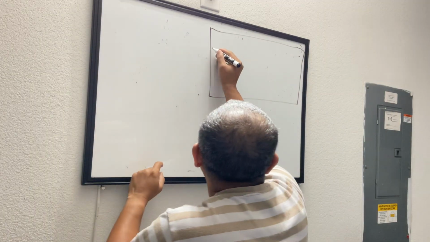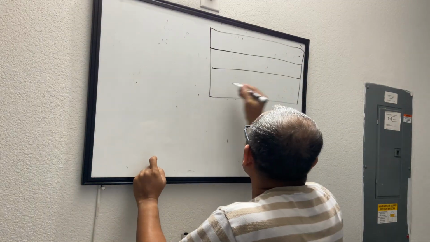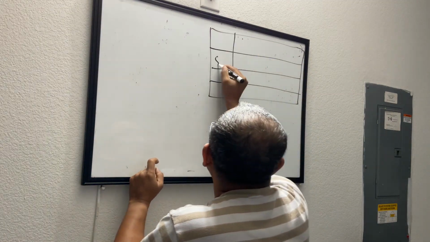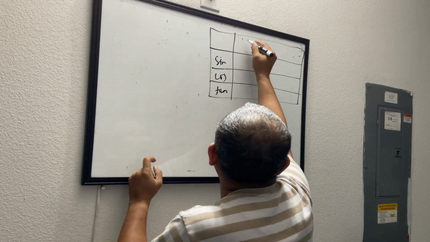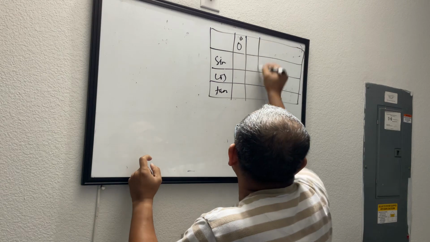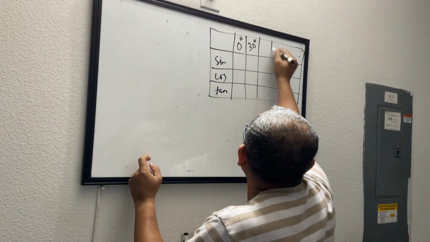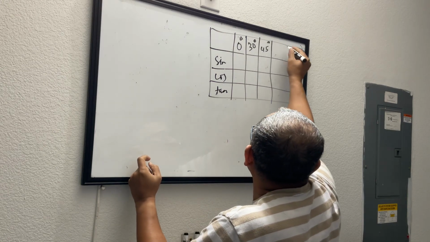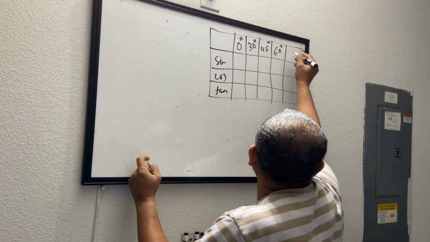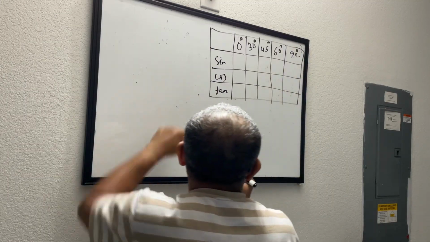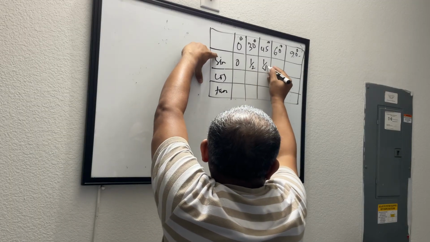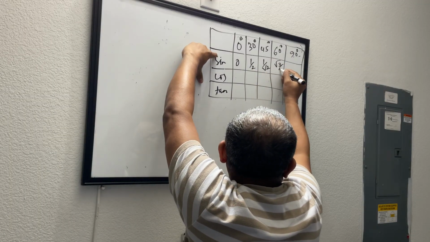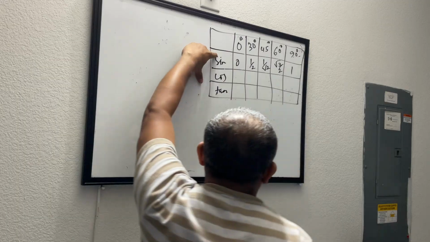Okay, so this is the table. Sine, cos, tan, for 0 degree, 30 degree, 45 degree, 60 degree, and 90 degree. Sine 0 is 0, 30 is 1 by 2, 45 is 1 over root 2, 60 is root 3 by 2, and sine 90 is 1.